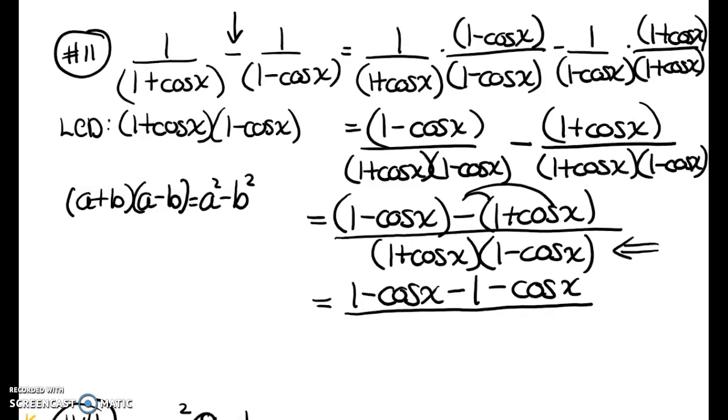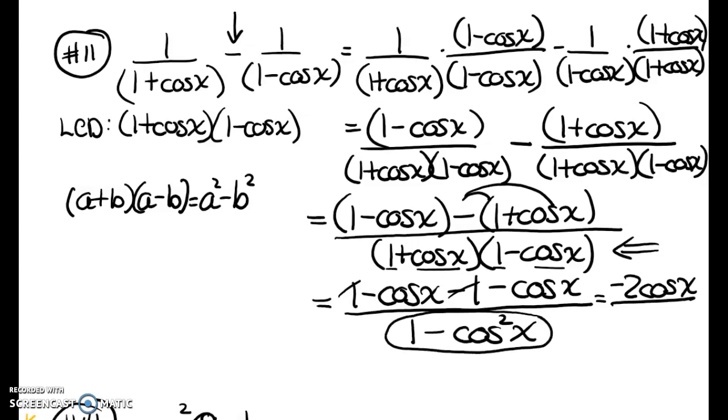A is 1 and b is cosine of x. So if I square 1, I get 1. If I square cosine of x, I get cosine of x squared. So when I reduce this, my 1's are going to reduce out to 0. Minus cosine of x minus cosine of x is minus 2 cosine of x. But I also know that 1 minus cosine squared x is one of those alternative forms of my Pythagorean identity that equals sine squared x.